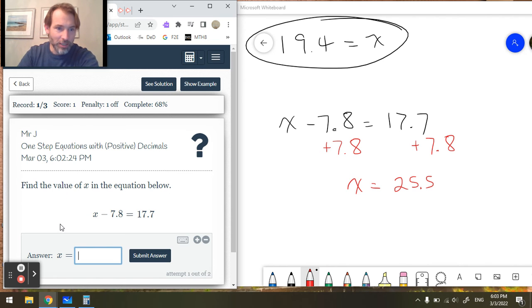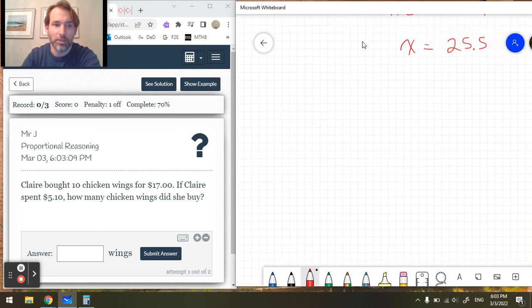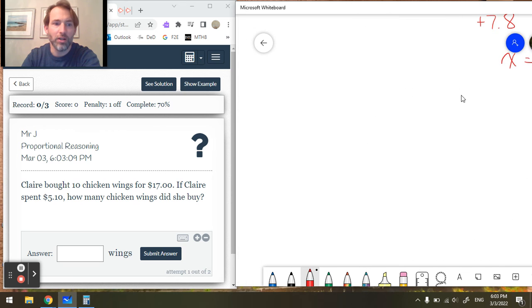So we've done those. Let's take a look at some proportional reasoning to finish off. Okay, Claire bought 10 chicken wings for $17. Let's say one day she spent $5.10 and another day she spent $17. How many chicken wings did she buy? First, I'm going to guess 3. Having that guess helps me check my answer when I get something back. If I get 30 back, then I probably did the thing in the wrong order.